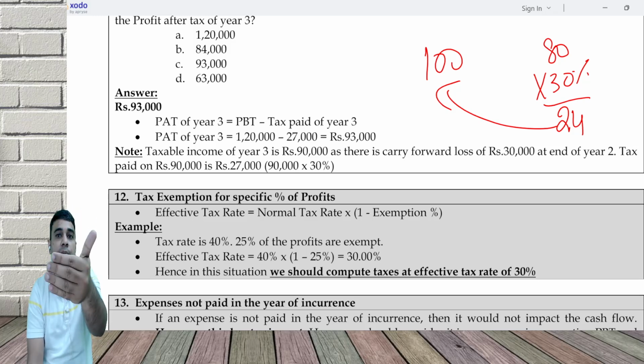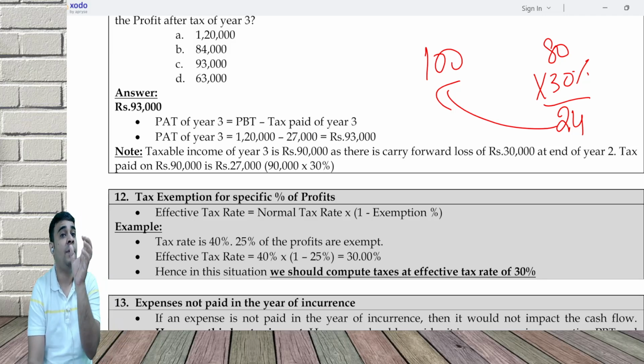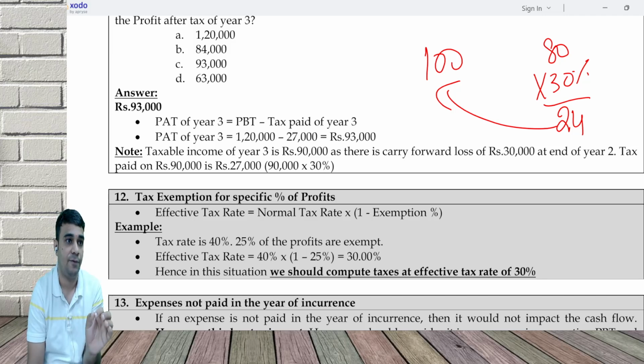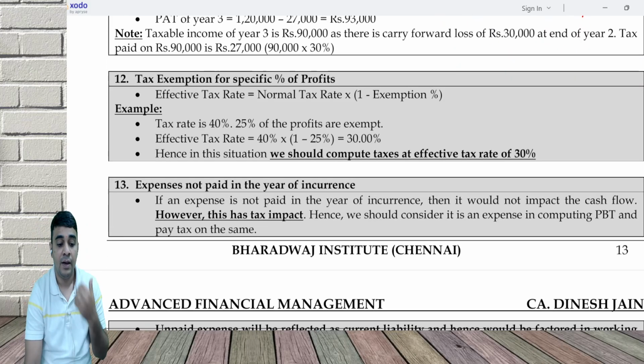See, your income tax rate could be different, my income tax rate could be different depending on the slab you are in. Similarly, some company may not be paying the entire 25%. 40% of the profit is exempt. So their effective tax rate is 25 into 1 minus 40.